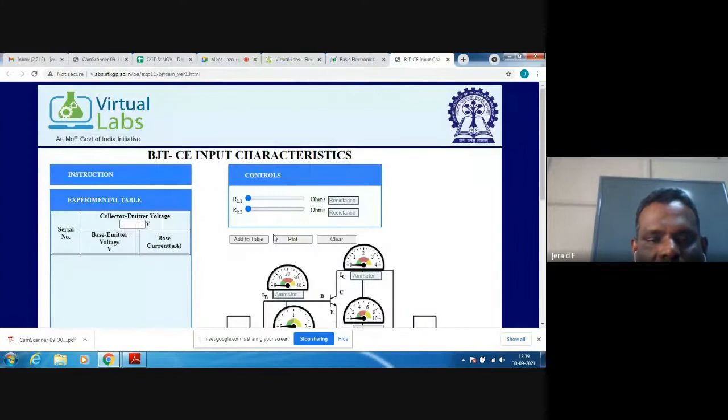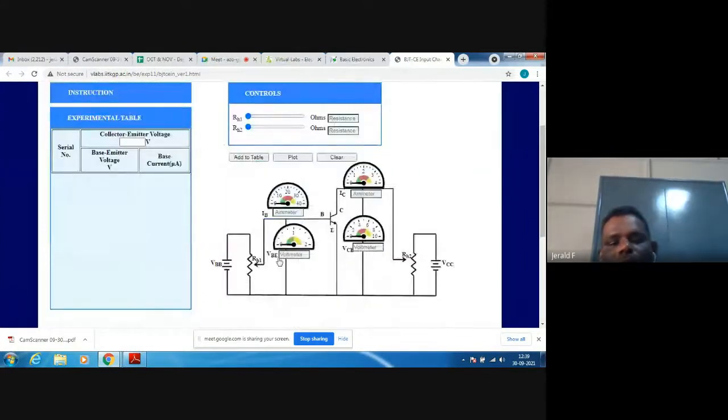In input characteristics, we can check the basic circuit of the common emitter configuration. This one is the transistor. This is the base; everything is controlled from the base side. The emitter should be at ground, and this one is for the collector. So what is the condition?